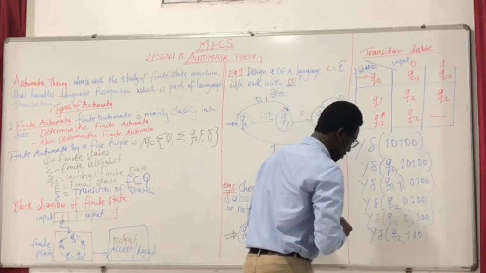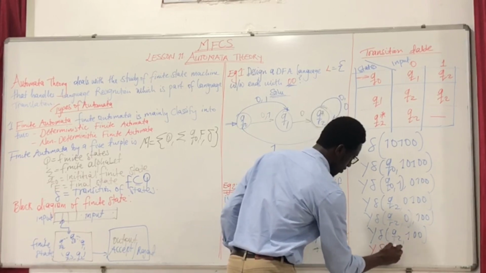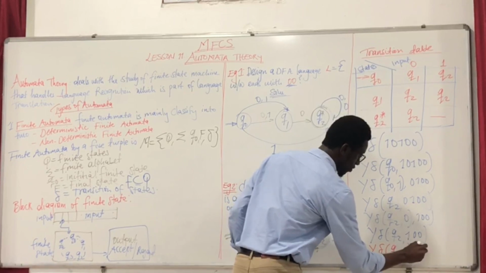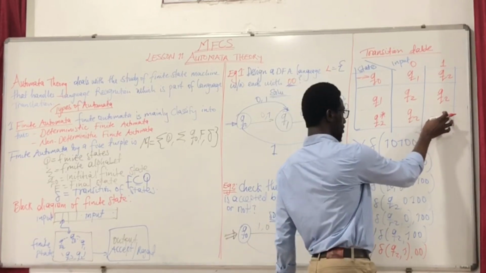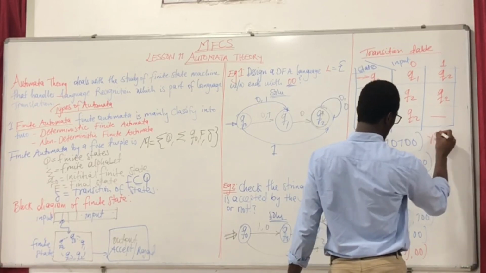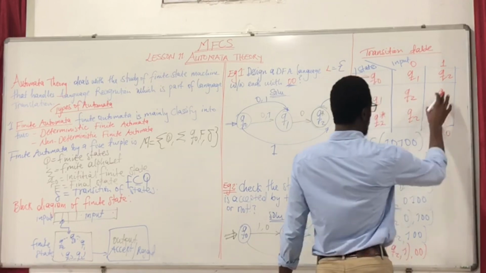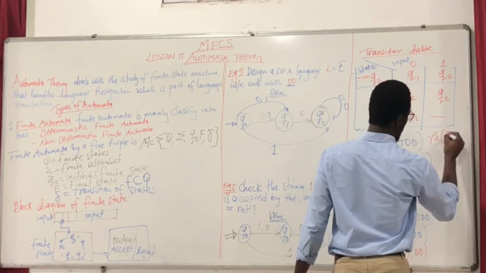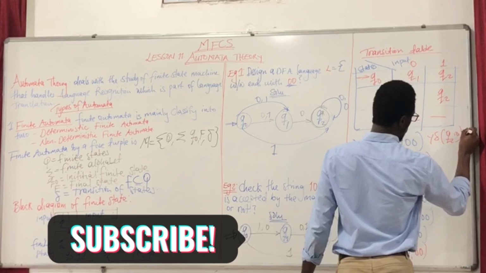Then another transition. So Q2, 1, 0, 0. Of course, Q2, 1 is nil. So forget about it. You can just say again, Q2, comma 0, which is 0, 0.